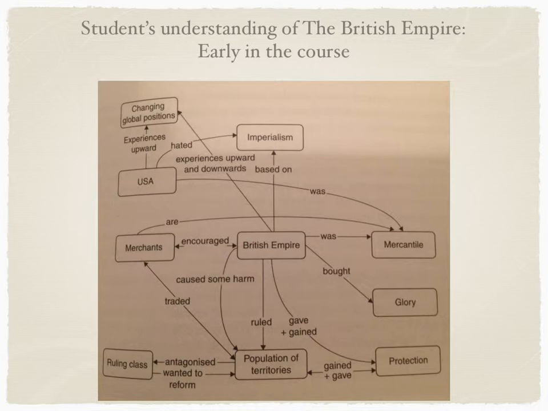British Empire. So it was mercantile, it was based on trade, people were seeking glory, it was there for protection. Many of the territories that were ruled by the British Empire already had their own populations. So all of those things, they've got these ideas. But you can tell that this is a construction which is not yet finished in two ways.